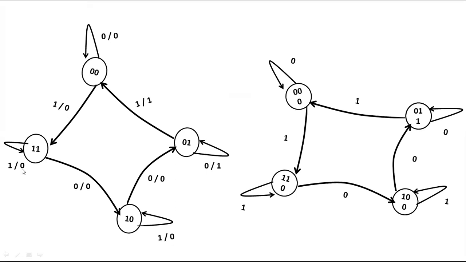This output is being removed here and placed here. This output is placed here inside, and this output is removed and placed inside. And for the remaining, whatever the inputs are there, we are going to write them as they are. So this is the diagram showing how we can convert the original state diagram into a Moore state diagram.